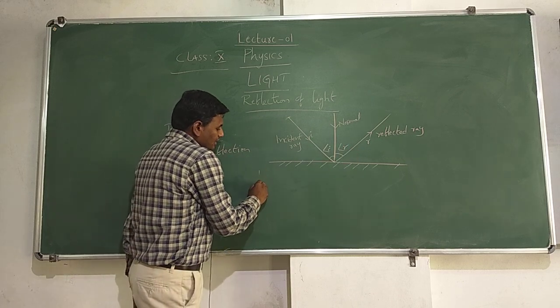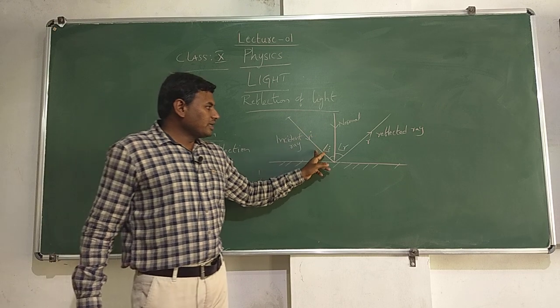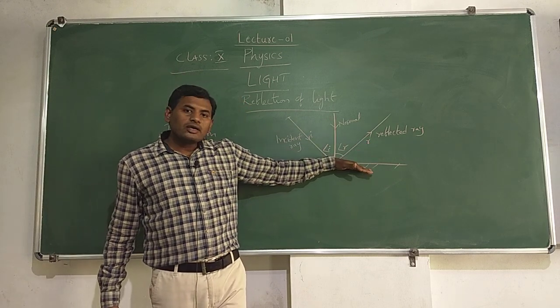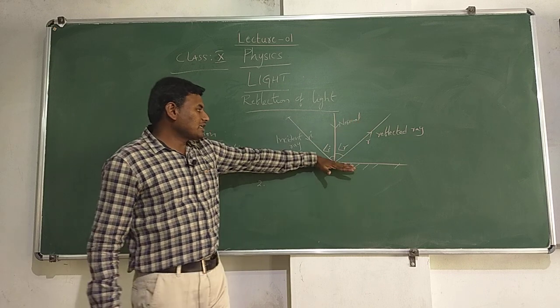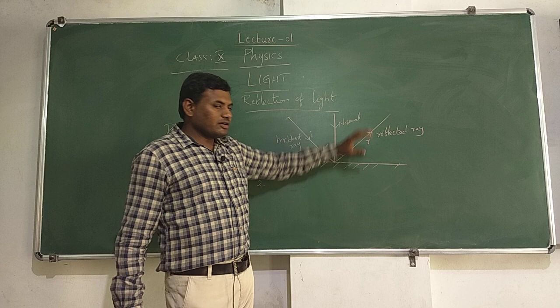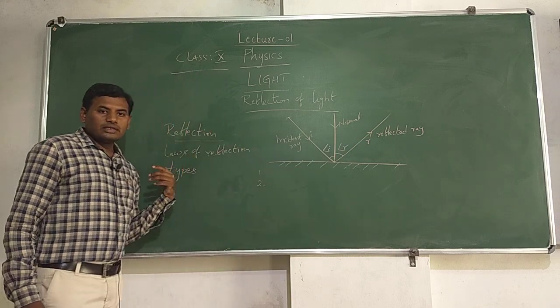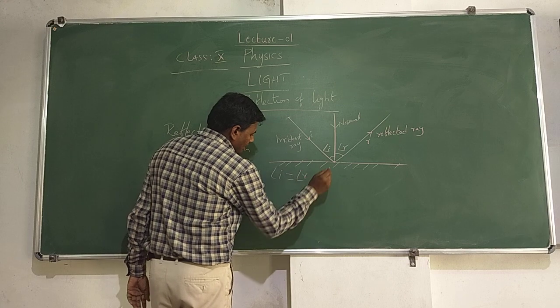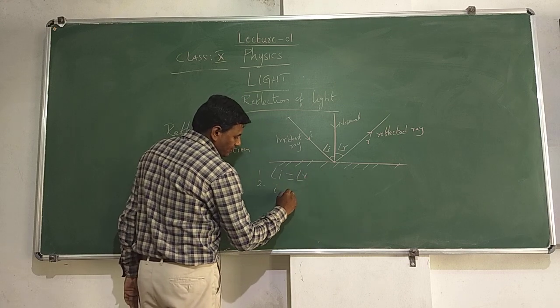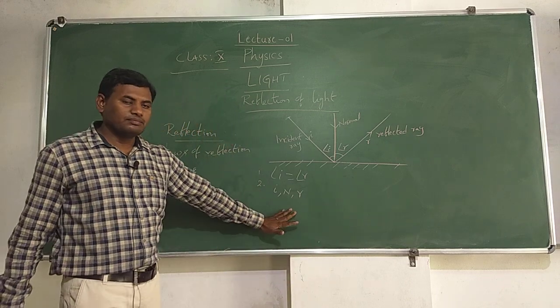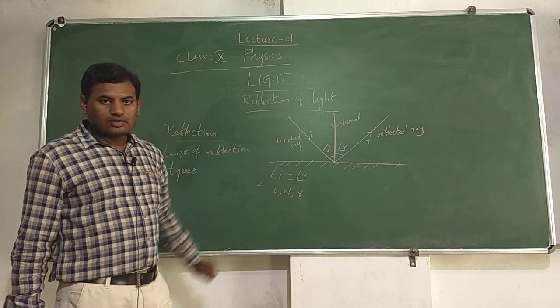And the second law is incident ray, normal and reflected ray, they lie on the same plane. If we consider this as the plane, then incident ray, normal and reflected ray lie in the same plane. So these two are the laws of reflection. First one is angle I is equal to angle R, and incident ray, normal and reflected ray lie in the same plane. So these are laws of reflection.